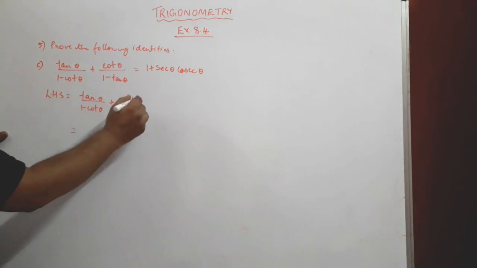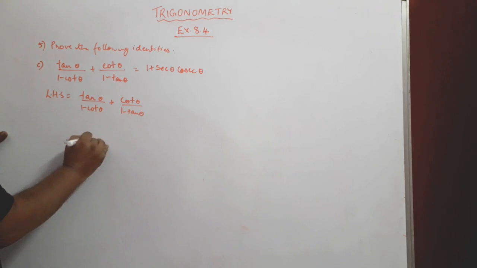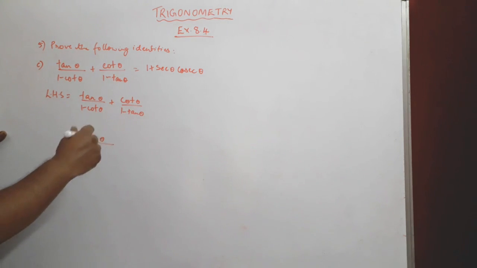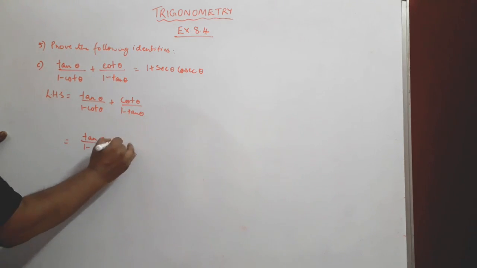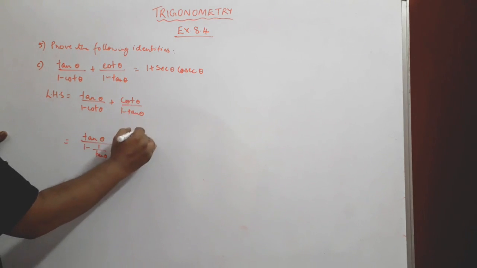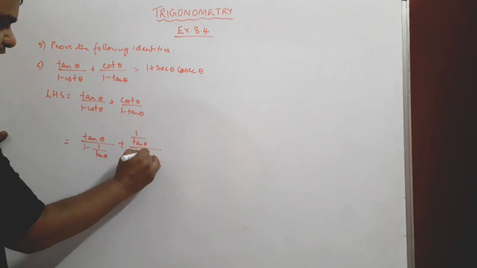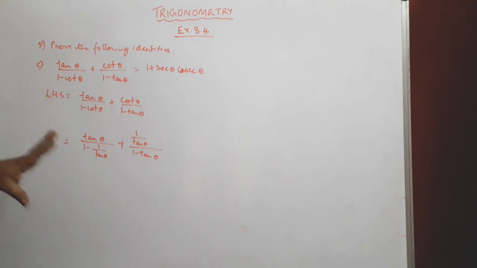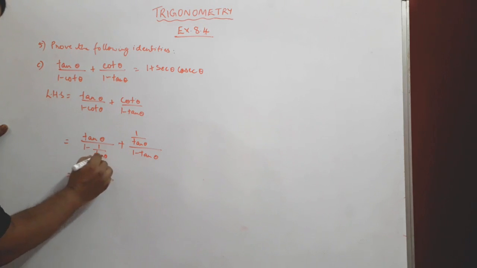Let us do that. Once again, what I'll do over here, I'll leave tan theta the way it is, and cot theta I'll convert to tan theta. Cot theta is equal to 1 upon tan theta, because cot theta and tan theta are reciprocals of each other. So 1 minus 1 upon tan theta, and I'll do the same thing over here. Cot theta I'll convert to 1 upon tan theta, and 1 minus tan theta I'll leave the same. So everything I'm getting in tan theta form. Now continue with this.